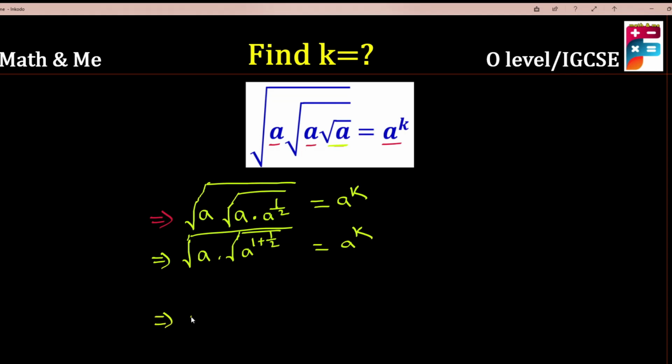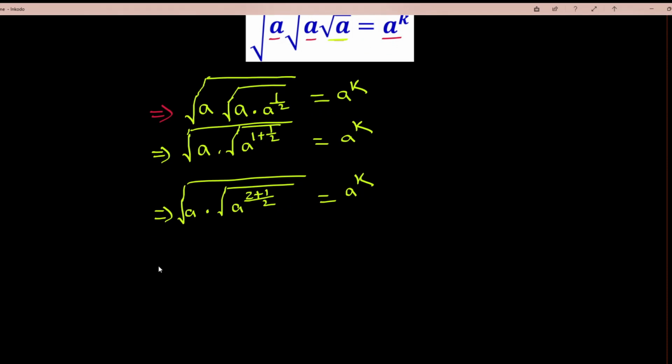Again, this one we just write into this one, means root a, if we take the LCM, so 2 plus 1 divided by 2, equals a to the power k, okay. Then a into a to the power 3 by 2, and this is root, and here is also the whole root, equals a to the power k.